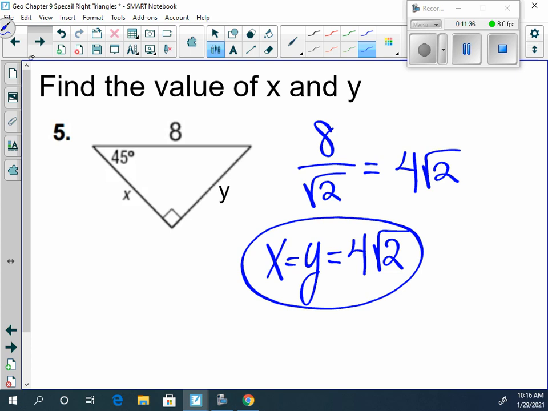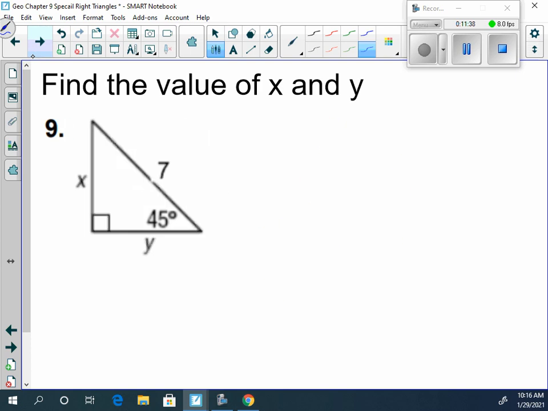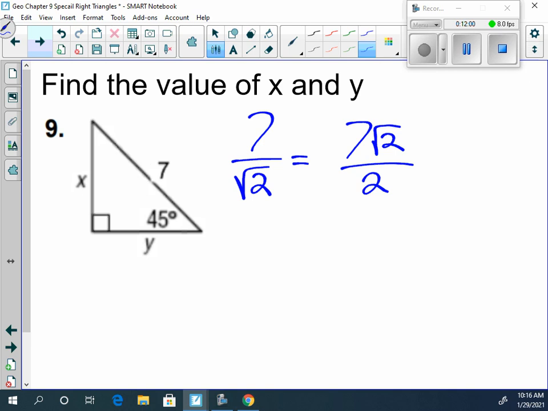All right. So looking at this here, what can we do? Divide by the square root of 2. Because again, we're given the hypotenuse and the side lengths are going to be whatever the hypotenuse is equal to it times square root of 2. Now 7 divided by the square root of 2 is what? 7 square root of 2 over 2.